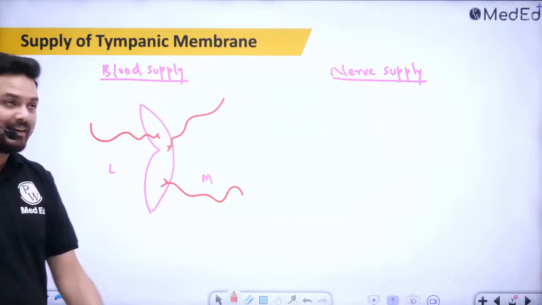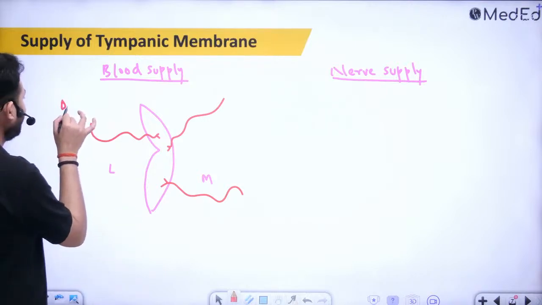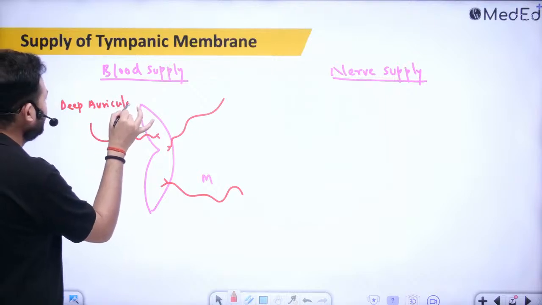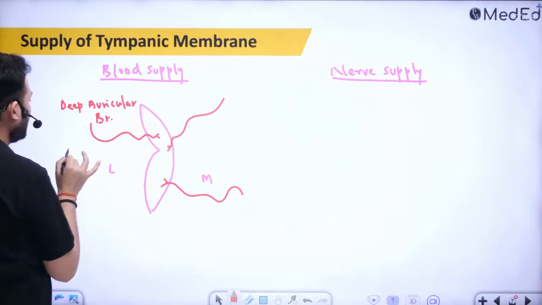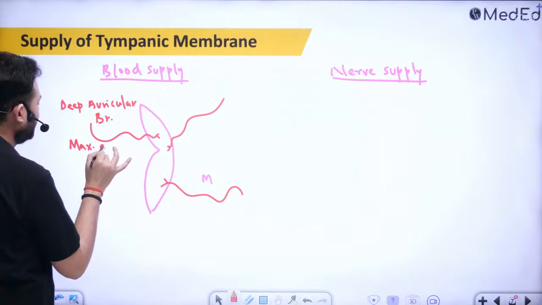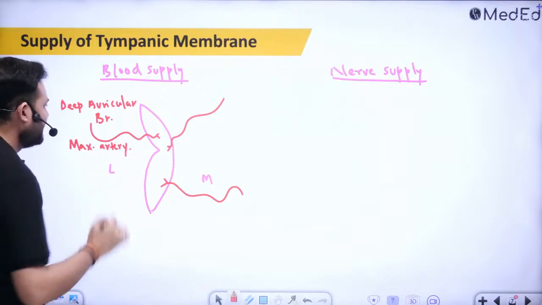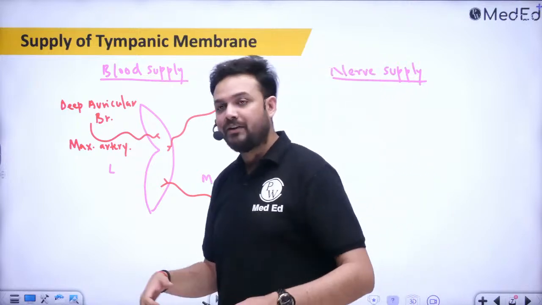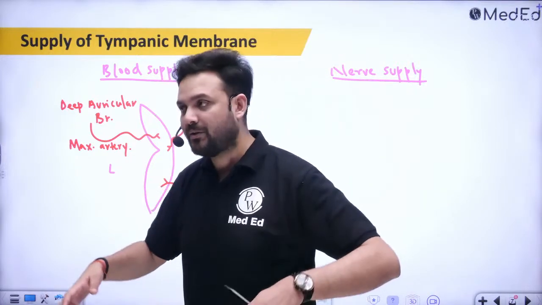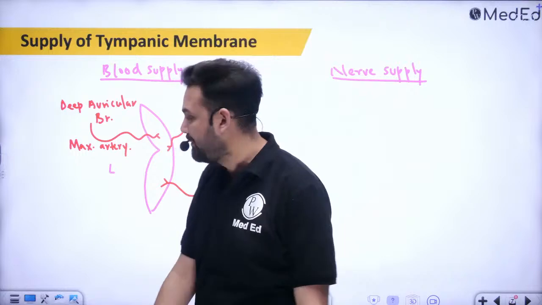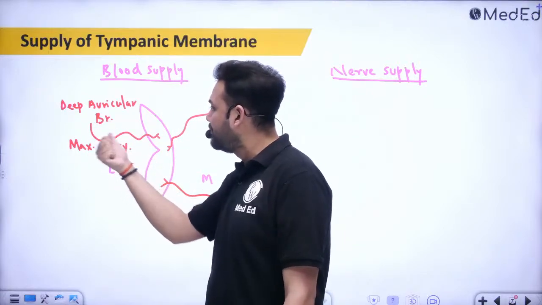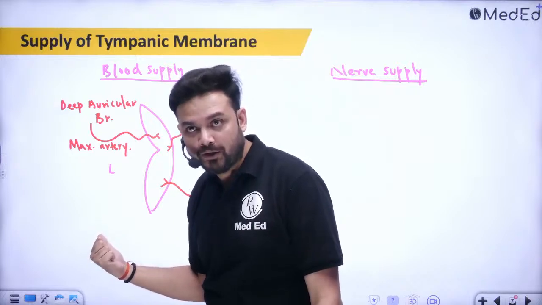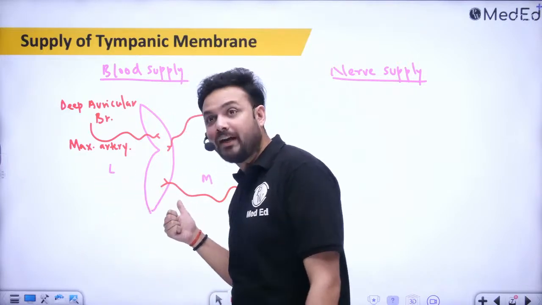The one artery which supplies the lateral surface of the tympanic membrane is called the deep auricular branch of the maxillary artery. So there is a maxillary artery, right? Maxillary artery is an artery which is coming from the external carotid artery. External carotid artery is giving a branch which is called the maxillary artery. And this deep auricular branch of the maxillary artery is going to supply the lateral part of my tympanic membrane. Okay, remember that.